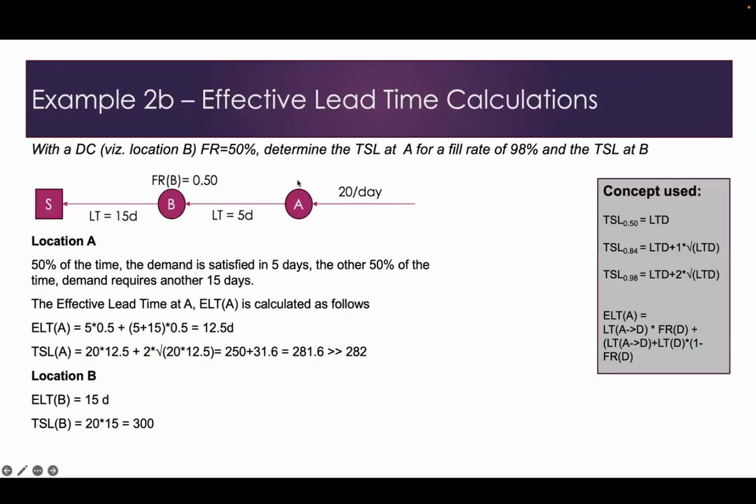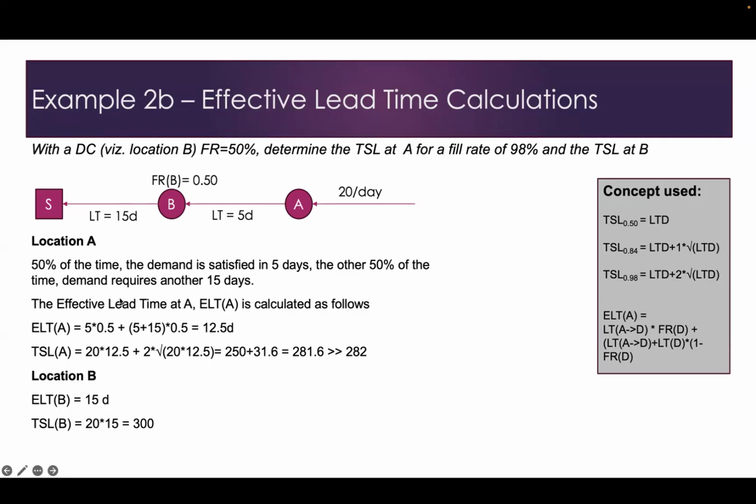If I say the fill rate of B is 50%, and we're going to solve it for 80%. Do you agree that 50% of the time, because the fill rate is 50%, A has to wait only 5 days? 50% of the time, it has to wait 5 plus another 15 to get that, because there are two lead times. So 50% of the time, it's 5 days. 50% of the time, it's 15 days. Everybody agree?